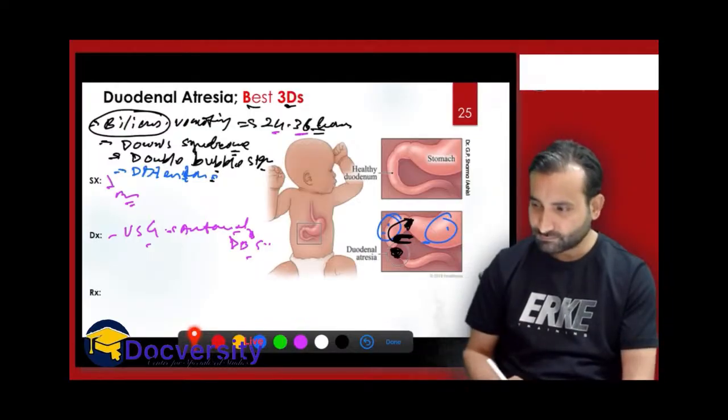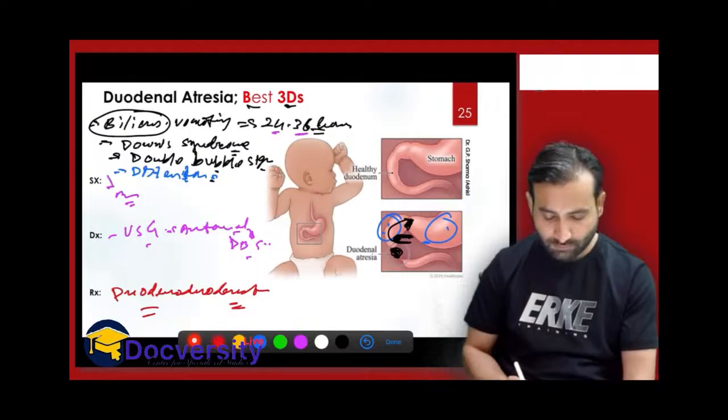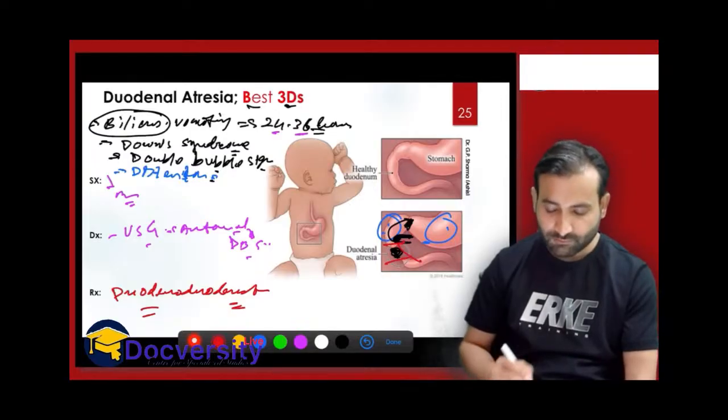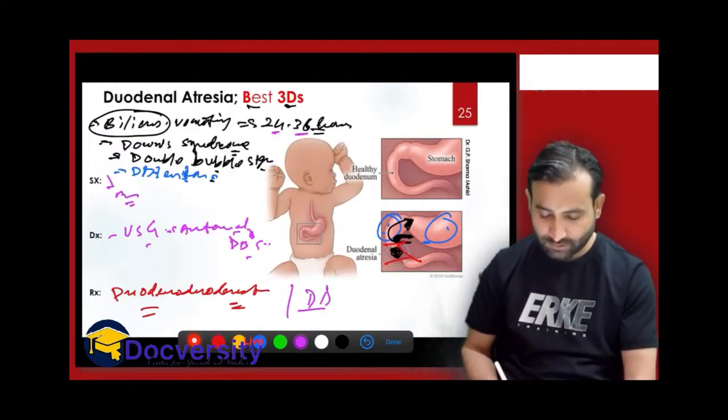What is the treatment? The treatment is duodenostomy. Duodenostomy, right? So this is the treatment. That means just cut and then you connect it, right? So this is the treatment. And look at here, one DD they can ask you over here. What is that DD?